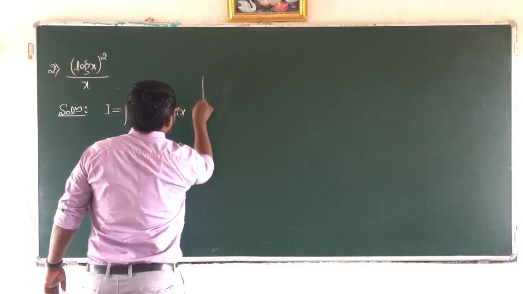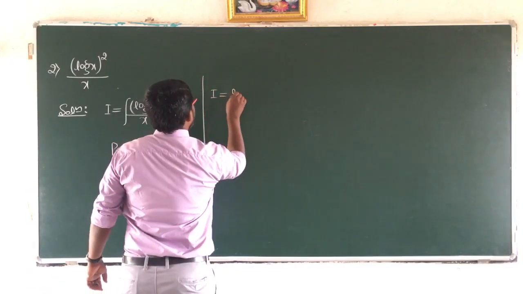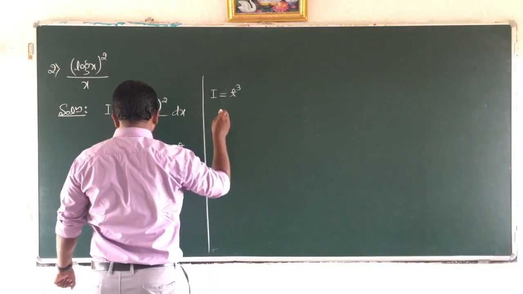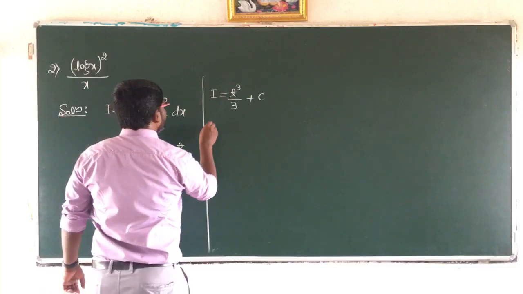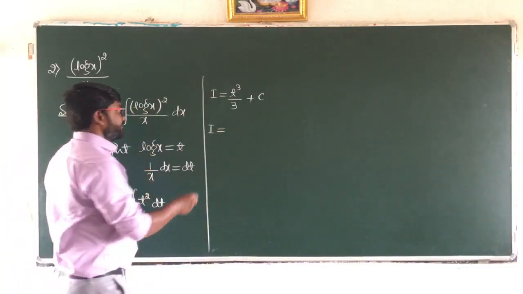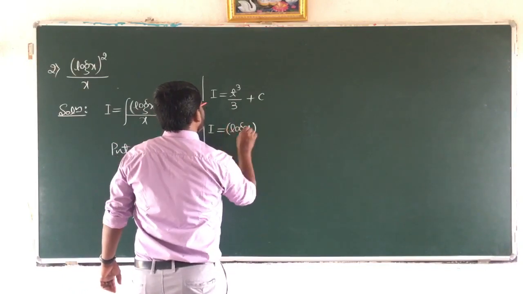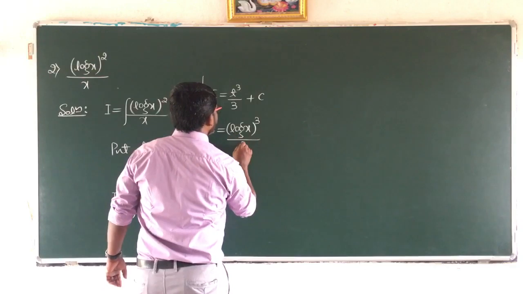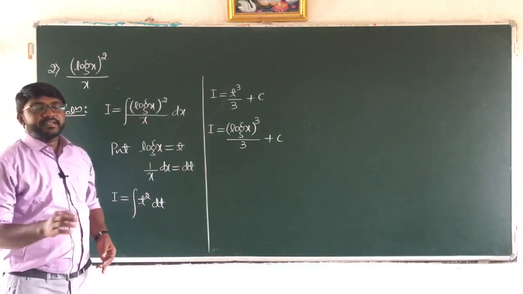So what is integral of t square now? I is equal to t cube by 3 plus c. So now what is t here? It is log x. So I is equal to log x to the power 3 divided by 3 plus c. So this is the final answer for the second problem.